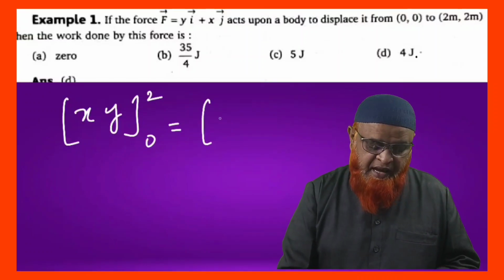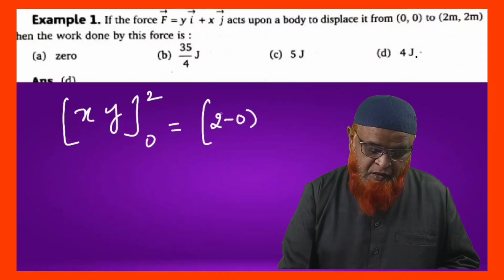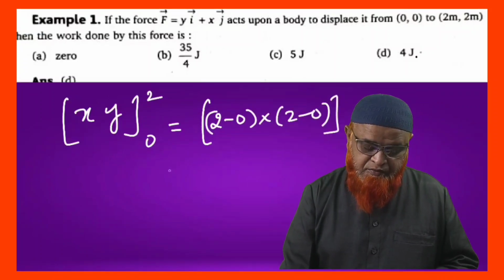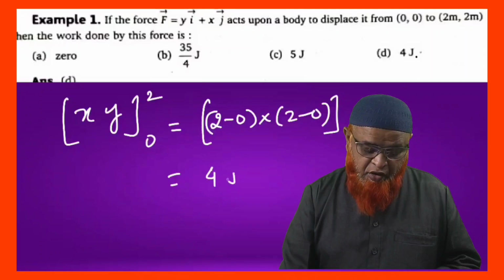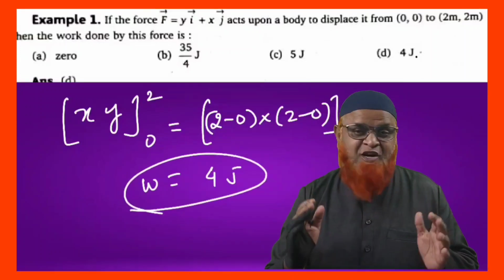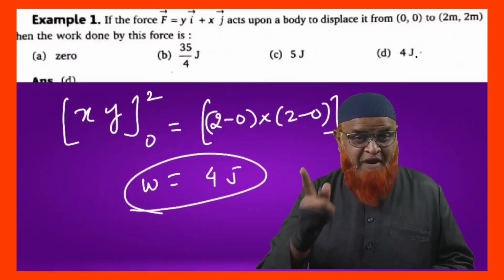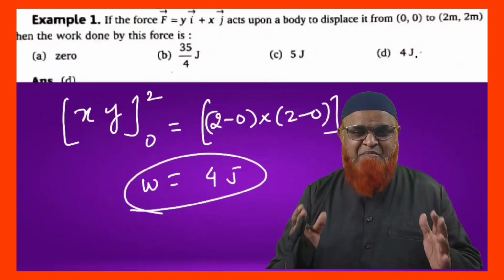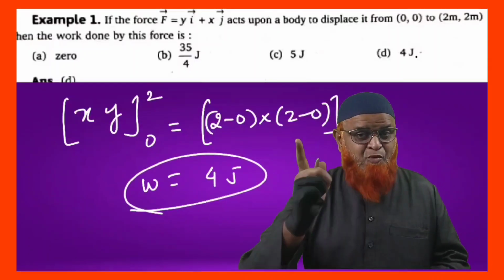You will get an answer. X is considered as 2 minus 0 into again 2 minus 0 is going to give you 4 joules. It's very simple. This is the way you can find out the work done. Is it amazing? Might be appearing to be illogical, but it is amazing shortcuts. I'll give you one more example.